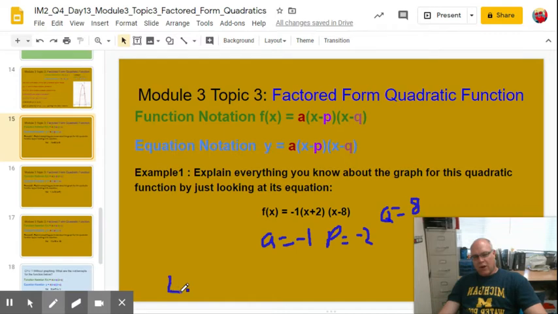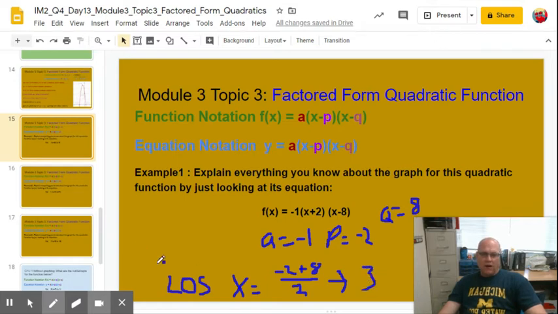I'm going to say LOS. I would say line of symmetry myself. The LOS is going to be x equals, well, we take the p and q values, we add them up. -2 plus 8, and then we divide that by 2. So we're taking the average of those two. So we end up getting, what's that, 6/2. So we're going to get 3. So our axis of symmetry is x equals 3.